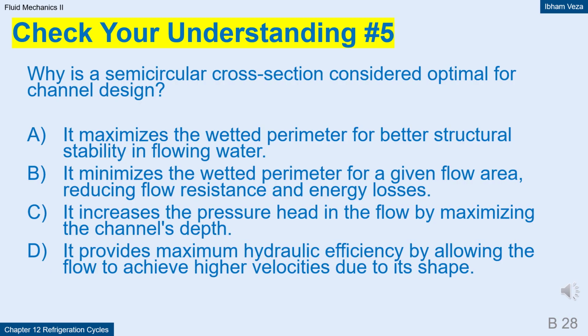Option C. While depth affects pressure head, the semicircular design optimizes efficiency by reducing the wetted perimeter, not by directly increasing the pressure head. Option D. Hydraulic efficiency in this context is achieved by minimizing resistance and energy loss, not necessarily by increasing flow velocity.